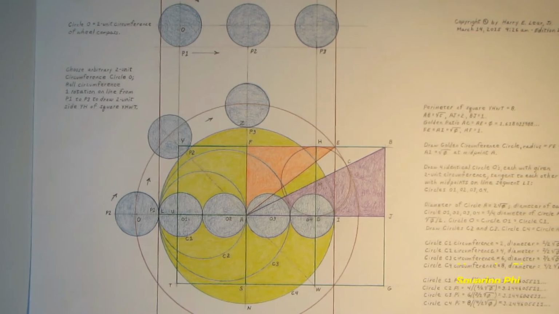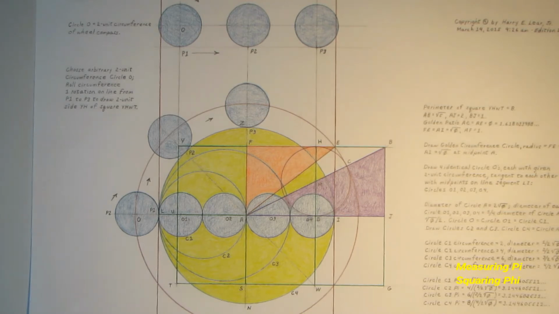So let's start off with the blue circle here, just a given circumference of 2 units. Roll it across P1, P2, P3, and you've rolled the circle one time, and that distance from here to here is just a given 2 units, arbitrary, we made it up. Drop that 2 units down to the top of a line, YH, 2 units, and go ahead and draw the square. 2 units here, 2 units here. So we have a square YHWT, back to Y, of 8. That's the size of the perimeter of this square.